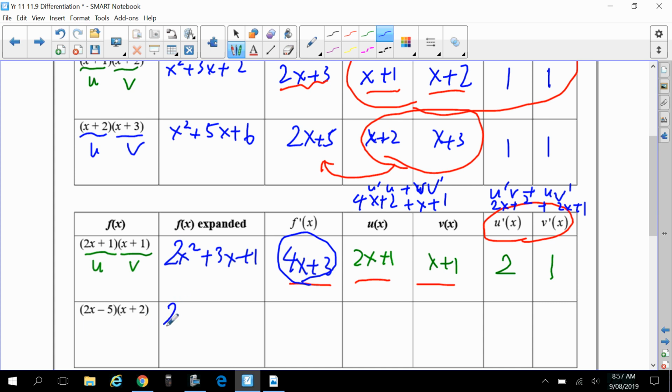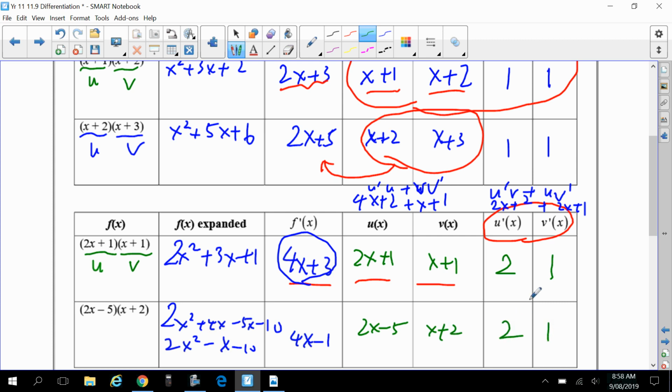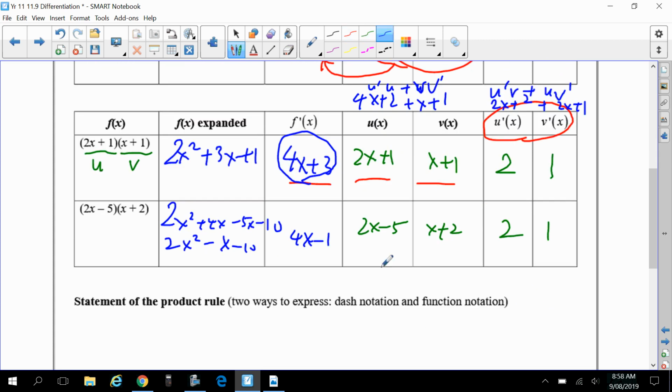So 2x squared, 4x minus 5x minus 10 minus x minus 10. Okay, derivative is 4x minus 1. And u is 2x minus 5, v is x plus 2, u' and v' are 2 and 1. Whether it works, let's see whether it works. So try again. U dash v plus, I should have left more space. I'll make improvement next time. Let's try u dash v: 2 times x plus 2, plus u which is 2x minus 5 times 1.